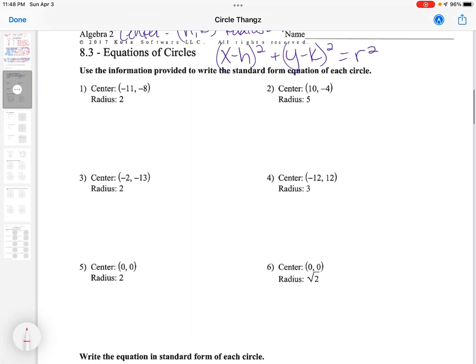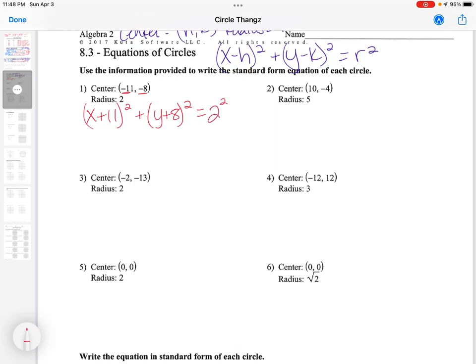So these first few are similar to the first video. It gives me my center and my radius already, so I just have to plug it in to write my equation. And it's always going to be the opposite of what your center point is. So (x + 11)² + (y + 8)² is equal to my radius squared.